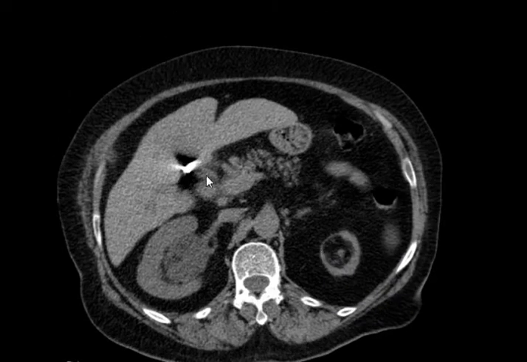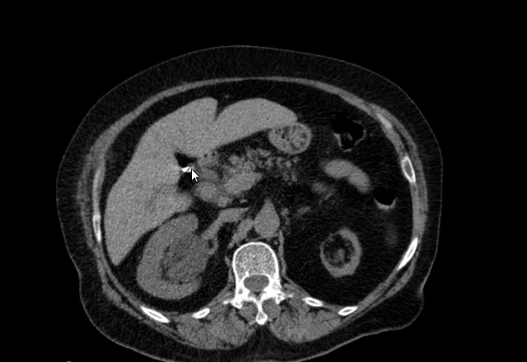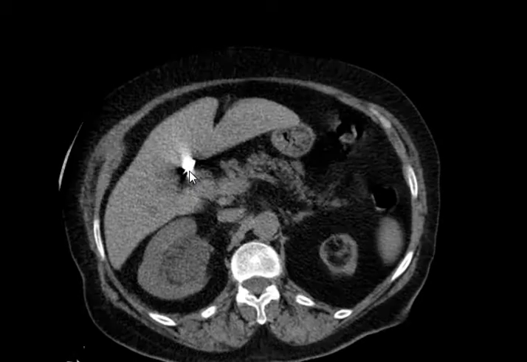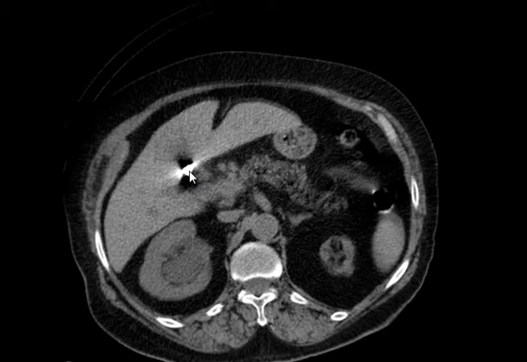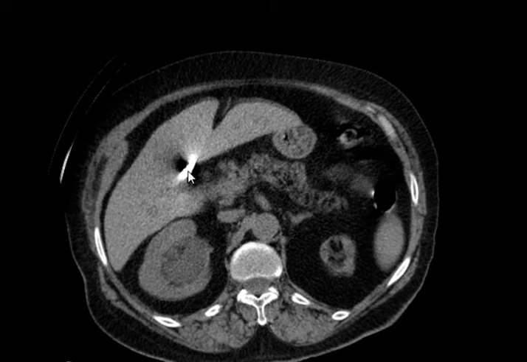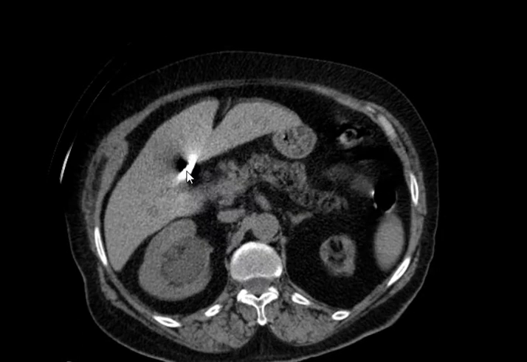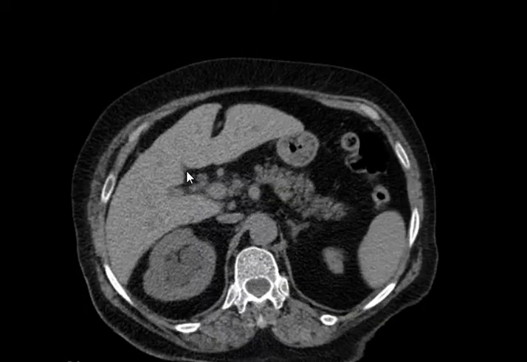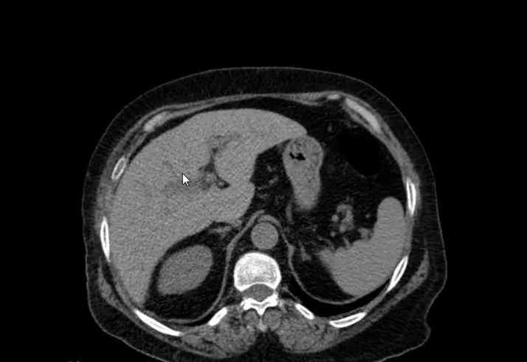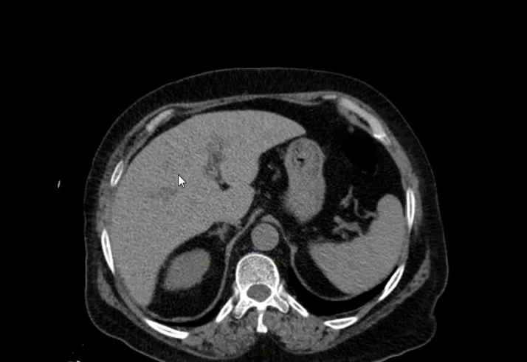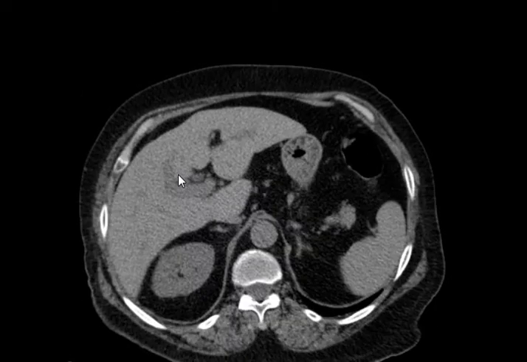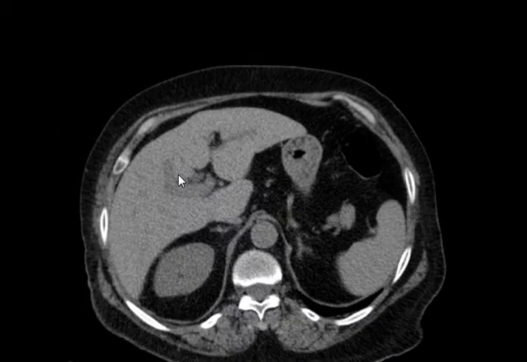First of all, what's this dense thing here? Maybe a stent. Cholecystectomy clips, yes, not a stent. Clips, yes.